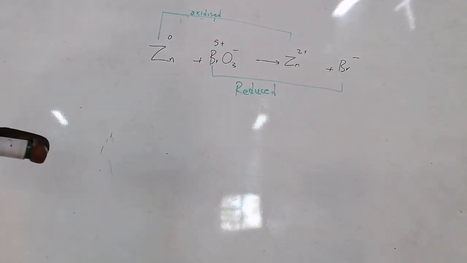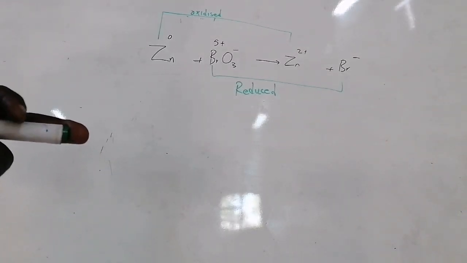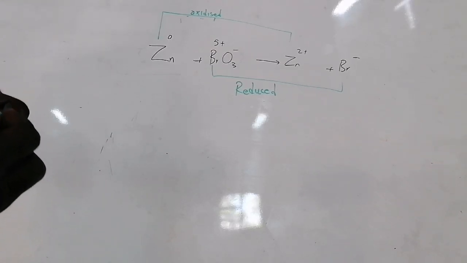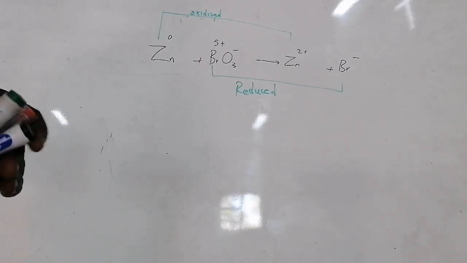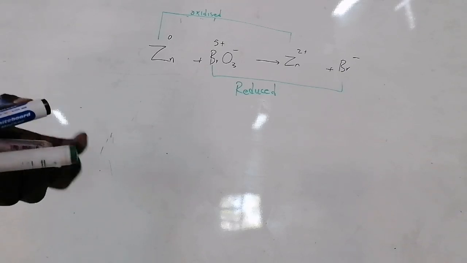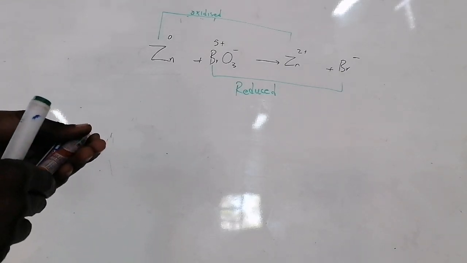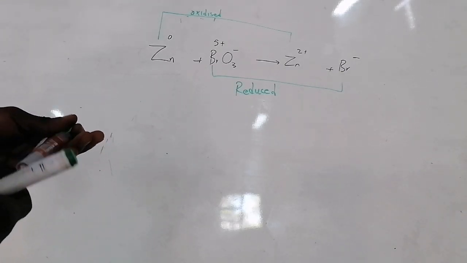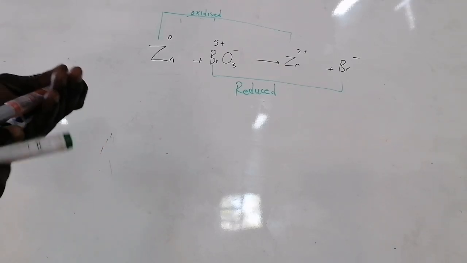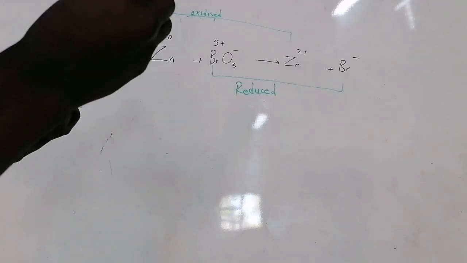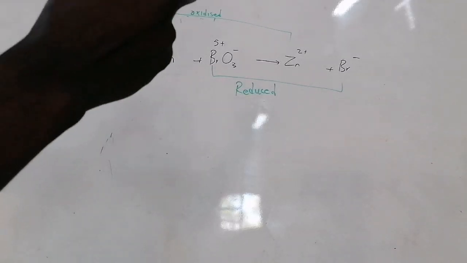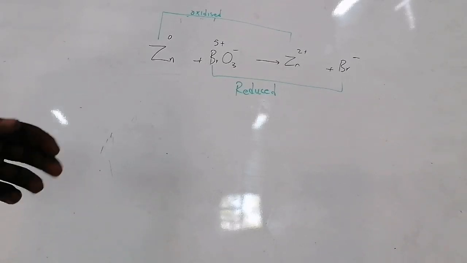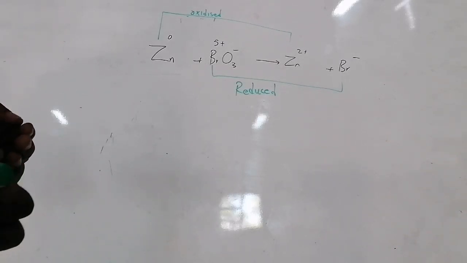So you remind yourself of the agents. An oxidizing agent, what is it? It is a substance causing the reduction of the other substance and is itself oxidized. When you talk about the reducing agent, a reducing agent by definition is a substance causing the oxidation of the other substance and is itself reduced.